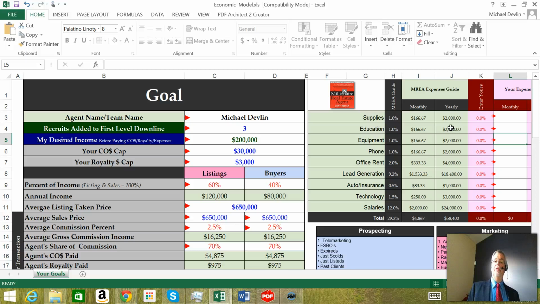And the reason why that's sort of weird is because the education, for example, is a coding that includes multiple listing service and the Board of Realtors, right, which is sort of odd, right? But it doesn't really matter what we call them, we just need to know what they are. So what does it cost monthly to be in the MLS? It's like $66 a month, right?